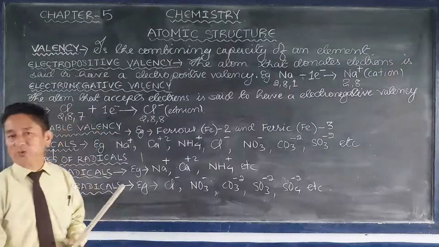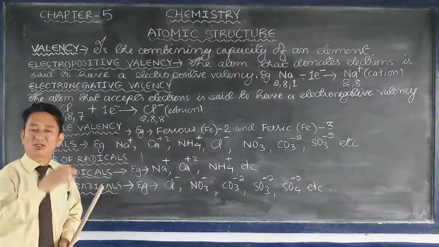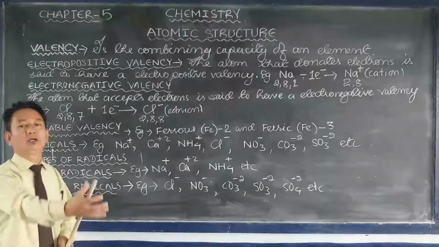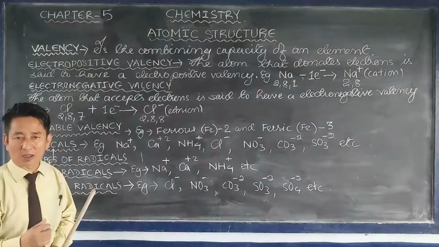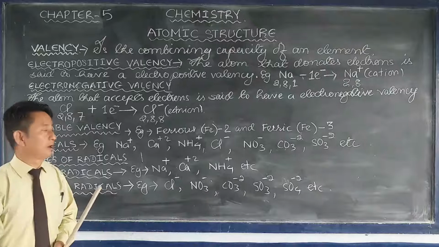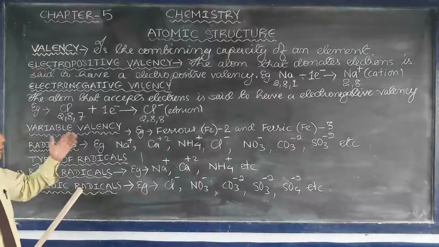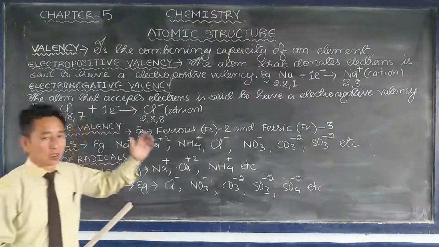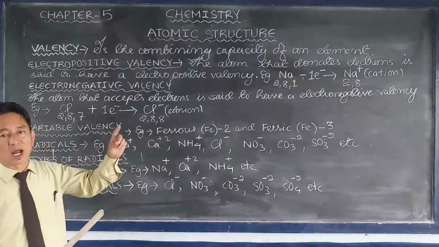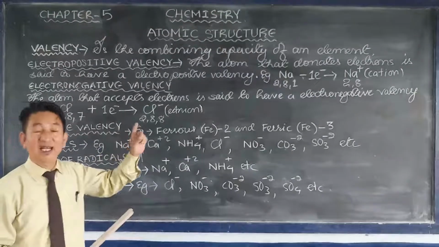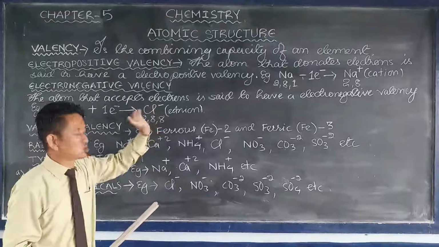As I already explained, the number of electrons lost by an atom or gained by an atom is equal to its valency. Here chlorine gained 1 electron, so its valency is 1. It has electronegative valency minus 1.